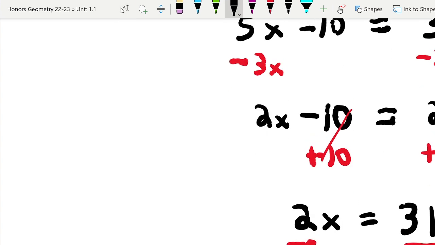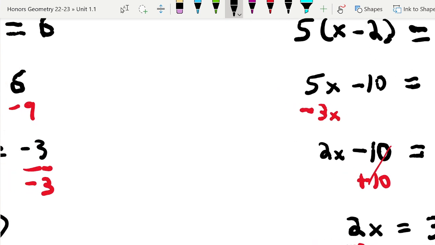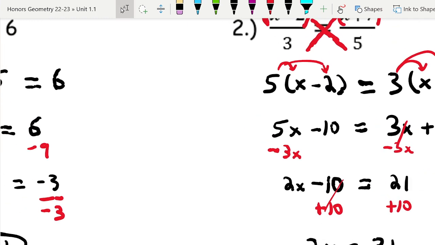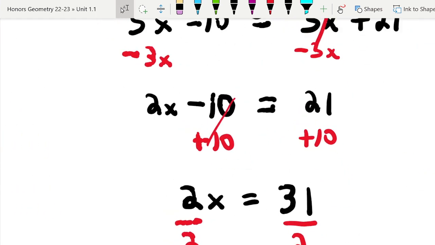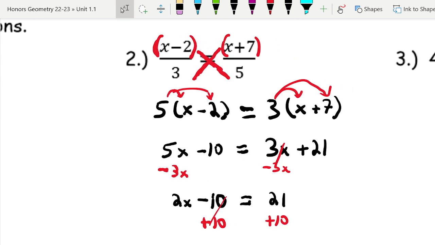I'm just going to leave this as a fraction. We can't simplify it. This is probably my favorite way to represent this. If you convert it to a decimal, in this case it's okay because it'll be a terminating decimal, 15.5. But the fraction is the best representation of that answer.